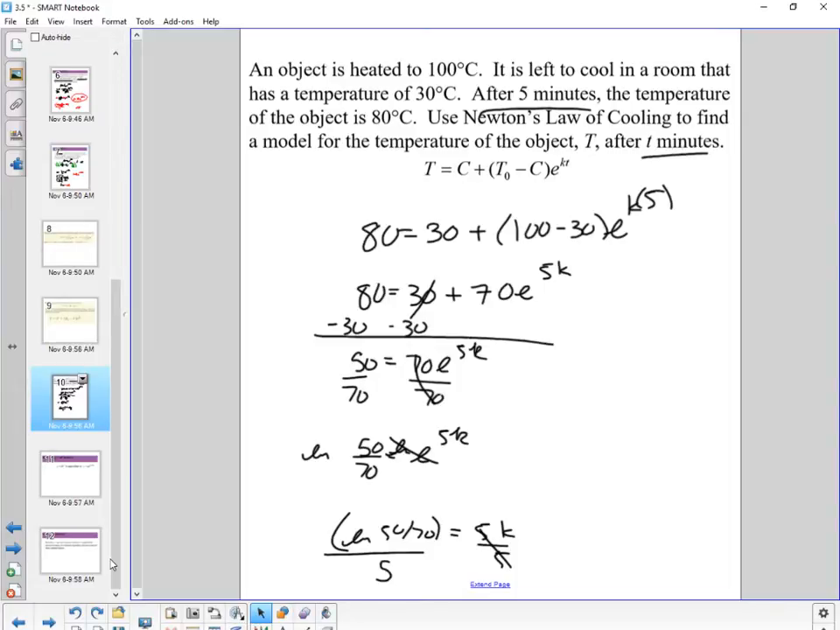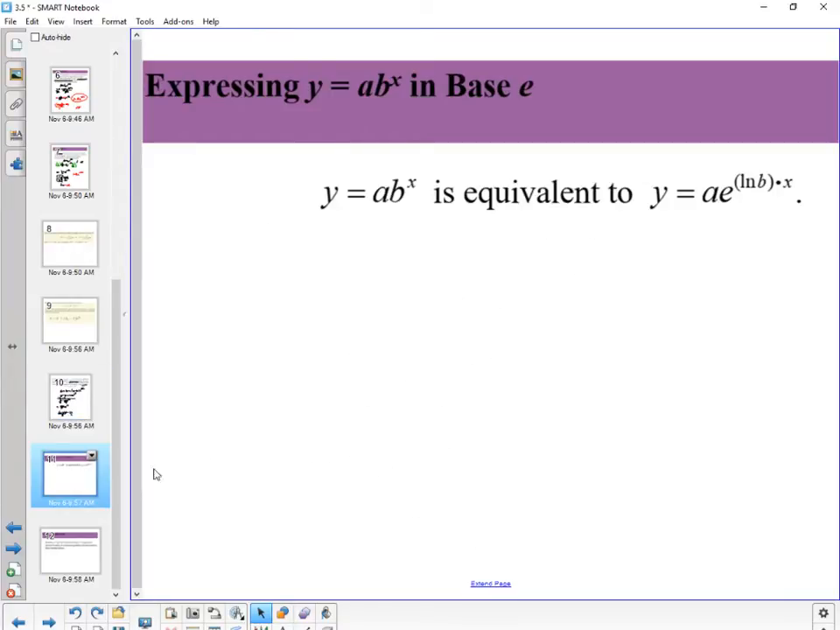This is ln of 50 divided by 70, and then that quantity is divided by 5. Okay. All right, I've got another formula for you. You kind of want this one, and when you see it, it'll make sense to you, hopefully. It's expressing an equation that is y equals a b to the x with a base of e.